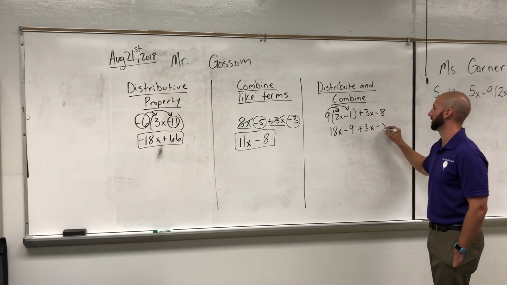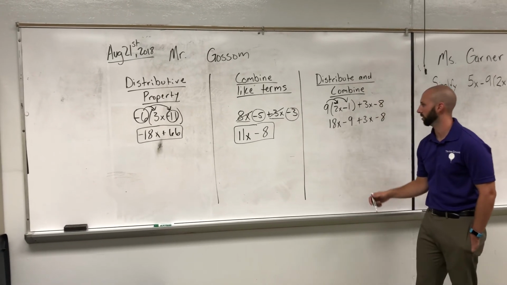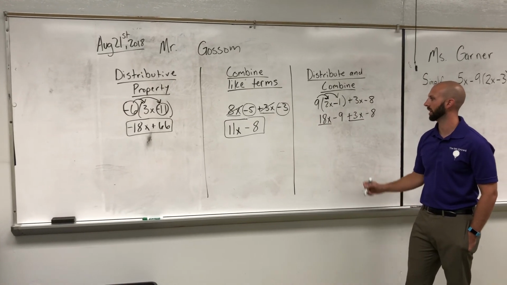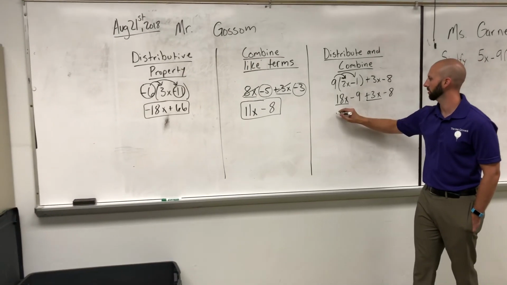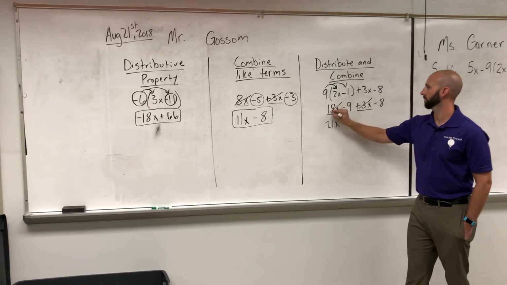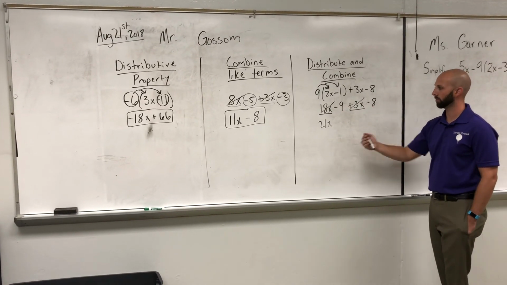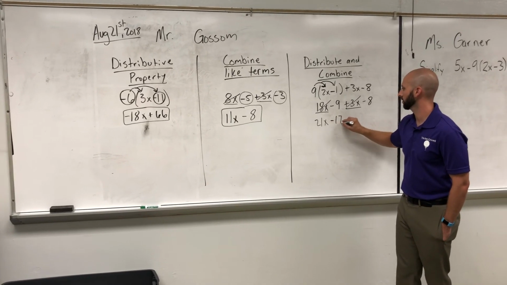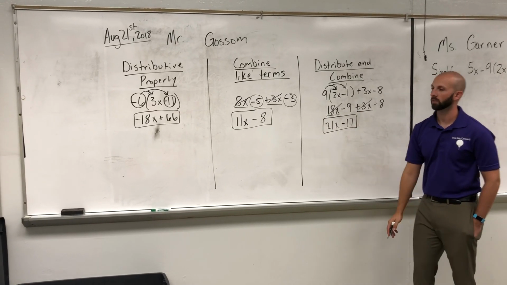Plus 3x minus 8. So now we are combining like terms. So we have our x's that are the same, that are like terms. So 18 plus 3, which is 21x. And then you have -9, and you take 8 away from that, so you go further negative into -17. And now you know more.